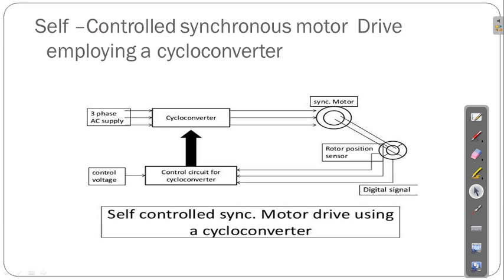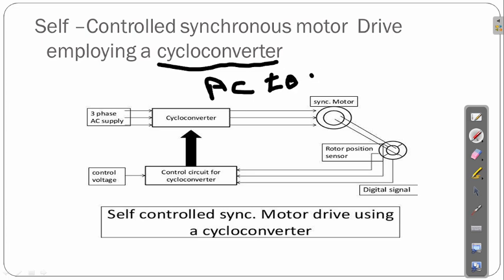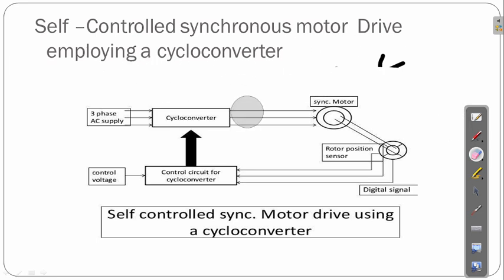Good day to all. Today we are going to see the self-controlled synchronous motor drive employing a cycloconverter. What is the meaning of cycloconverter? A cycloconverter converts AC to AC, changing the frequency depending upon our application. The frequency will change with the cycloconverter without any DC link.